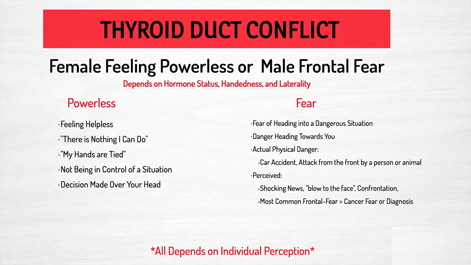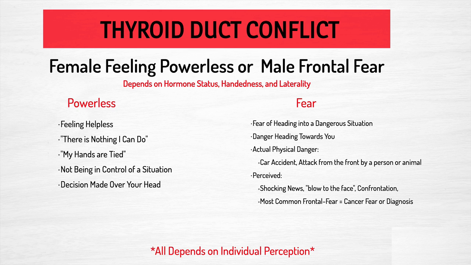And now the male-female interpretations of these conflicts has to do with hormone status, handedness, and laterality. And that's a topic for a whole tutorial all its own, but just know that the hormone status of a male or female will affect how certain conflicts impact them and which area of the brain will be affected. So feeling powerless conflict, this is feeling helpless. My hands are tied. There's nothing I can do. Not being in control of a situation, perhaps a decision that was made over your head.